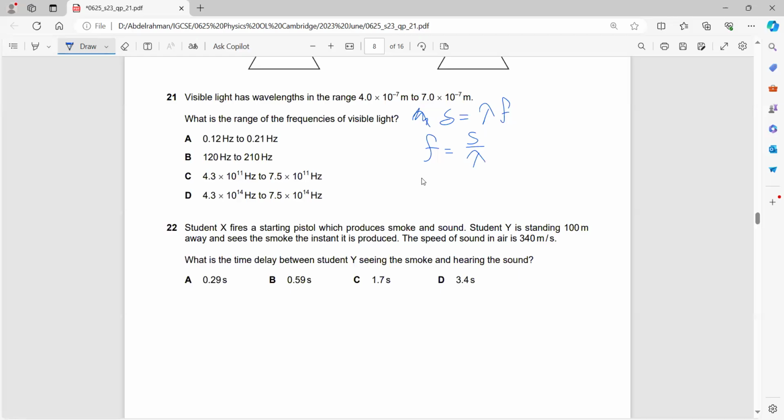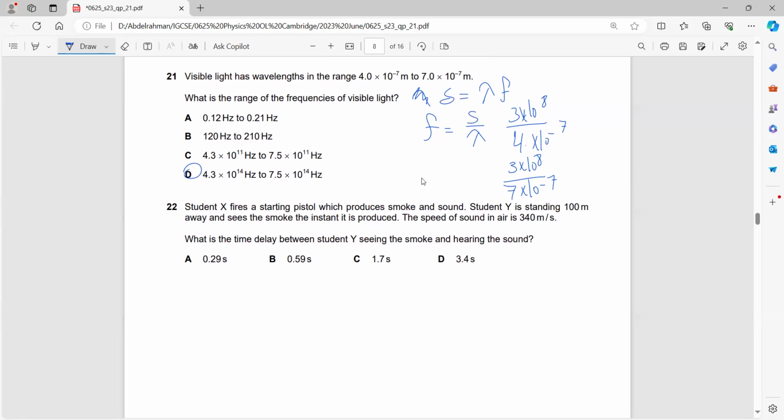So I'll need to do two calculations. Speed of light is 3 times 10 to the power of 8 over the first wavelength, which is 4 times 10 to the negative 7. And then the other calculation would be 3 times 10 to the power of 8 over 7 times 10 to the negative 7. If we calculate this, it would give me two very large answers, which are 4.3 times 10 to the power 14 and 7.5 times 10 to the power of 14.